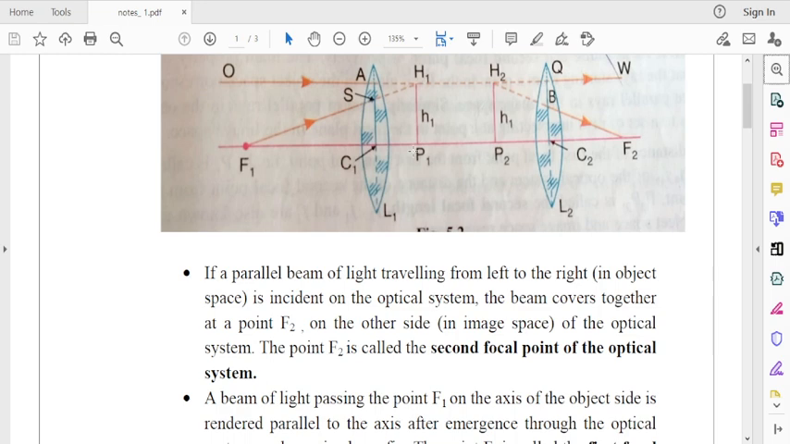Now the distance of the second focal point. See, what about the second focal point? The distance of the second focal point from the second principal point: this is F2 and this P2 is the second principal point. This much distance is called the second focal length F2. This much distance is known as the second focal length.